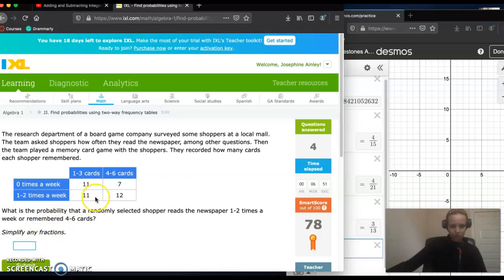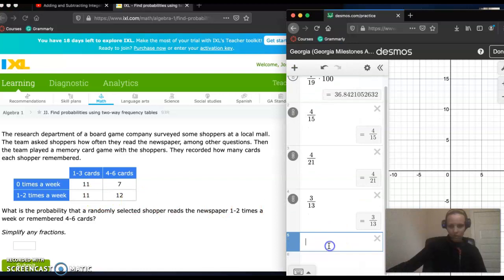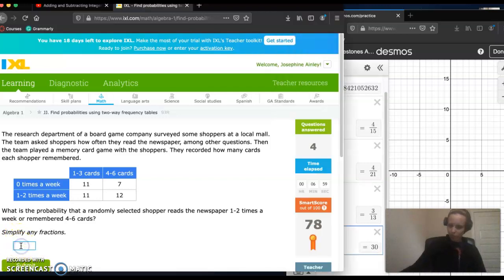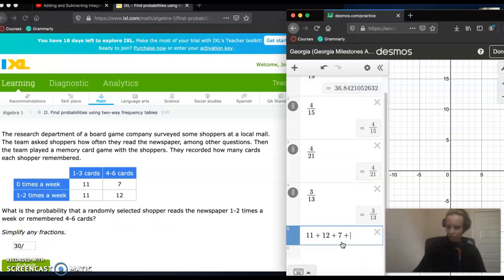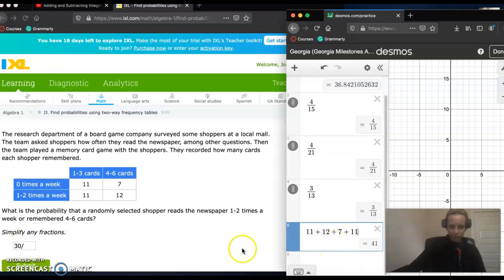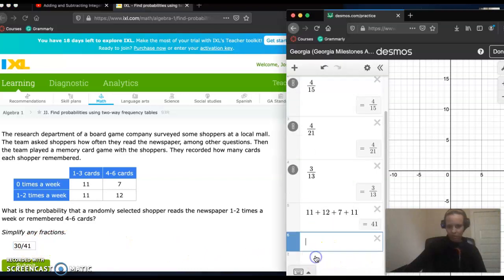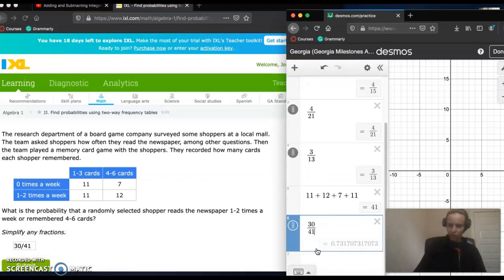So that's going to be 11 plus 12 plus 7. So 30. 30 is what you want over the total, which is an additional 11, 41. Again, type it in Desmos to make sure that you're good. So 30 over 41, and then hit that.